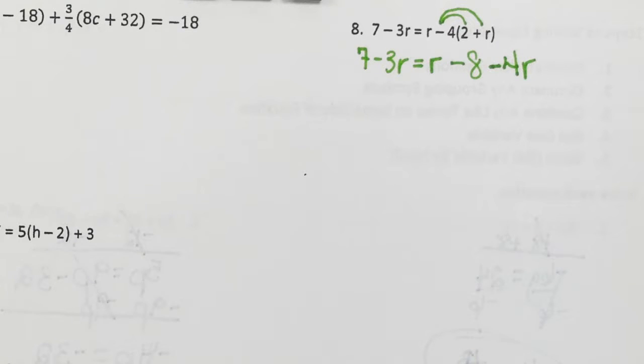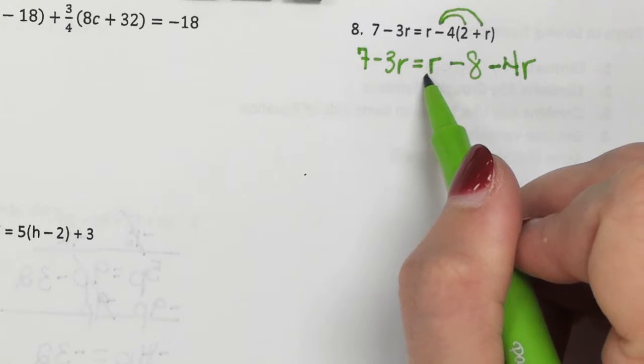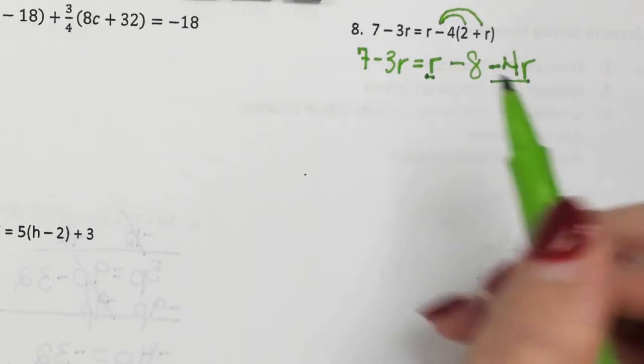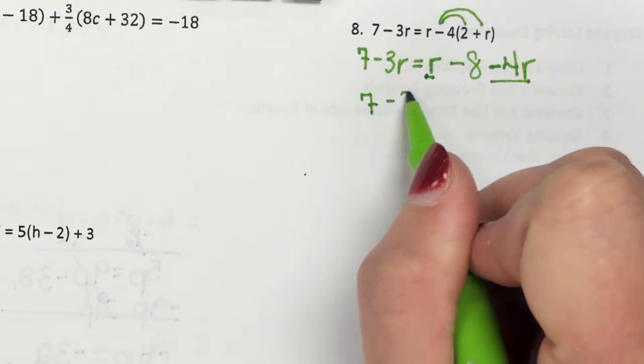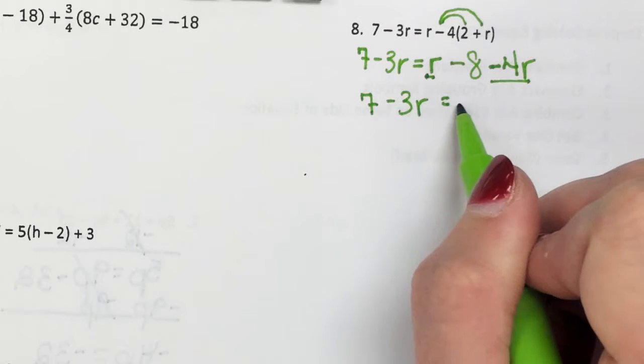All okay? Oh, y'all quiet today. All right, what else can I do? Combine R's. There you go. So I got 1R minus 4R. How much is that? Negative 3R. Very good.